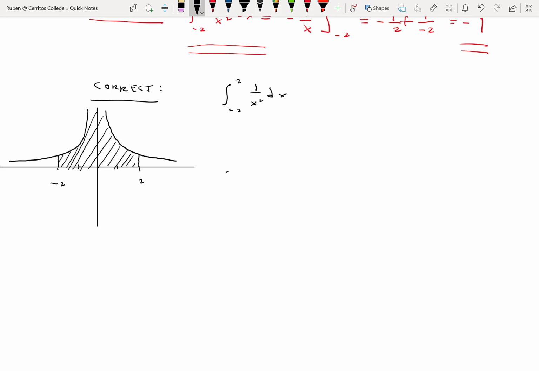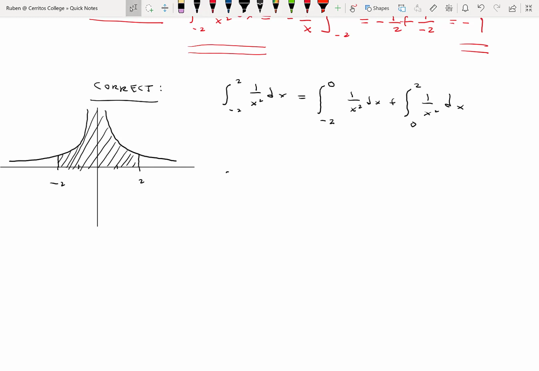Let's attempt to evaluate this integral. So the problem then reduces to us splitting up the integral into the integral from -2 to the point of discontinuity, 0, plus from that same point of discontinuity to the right-hand endpoint of integration. And these two integrals themselves are improper because the function becomes discontinuous at 0.